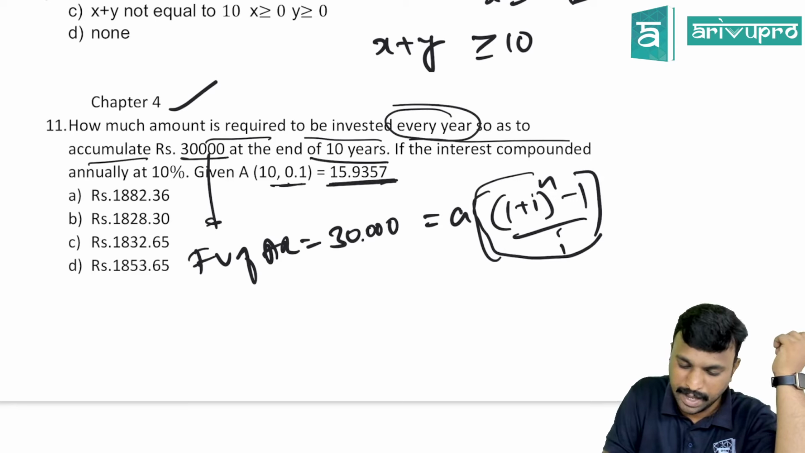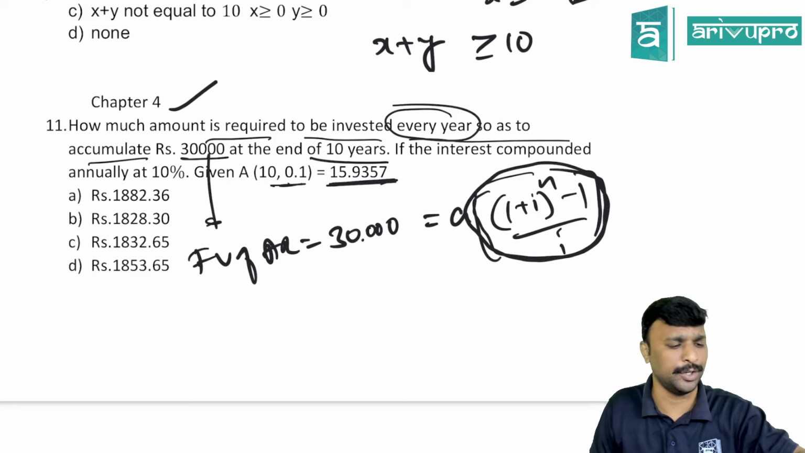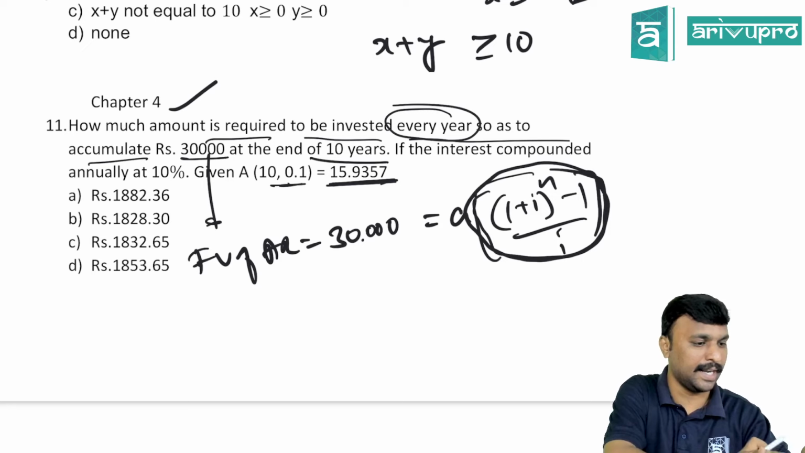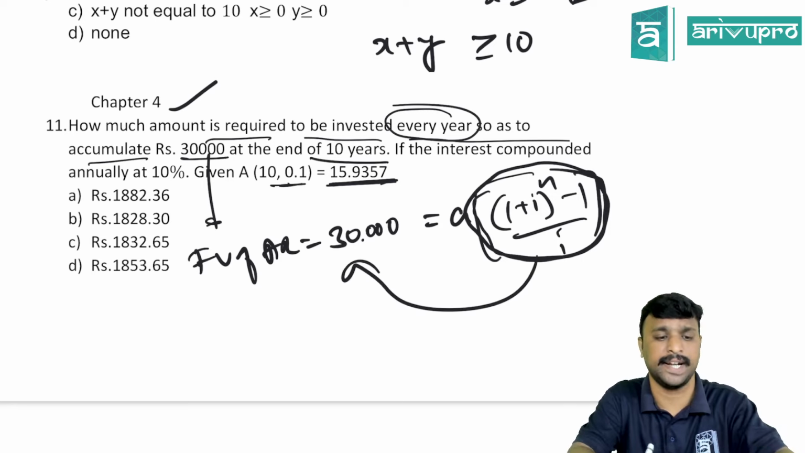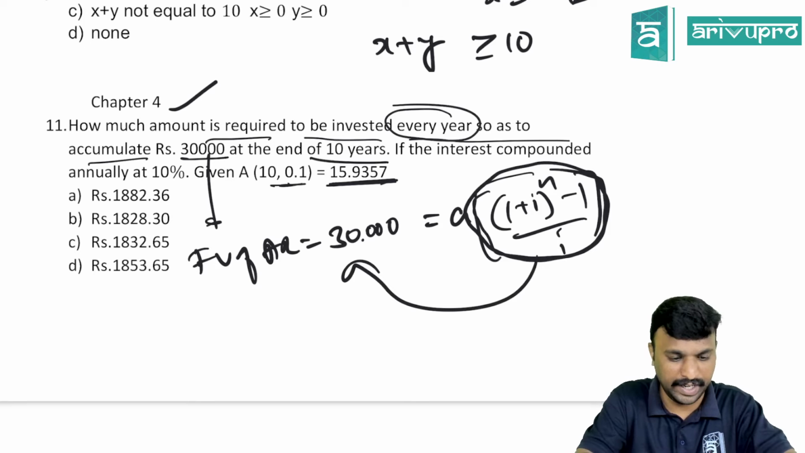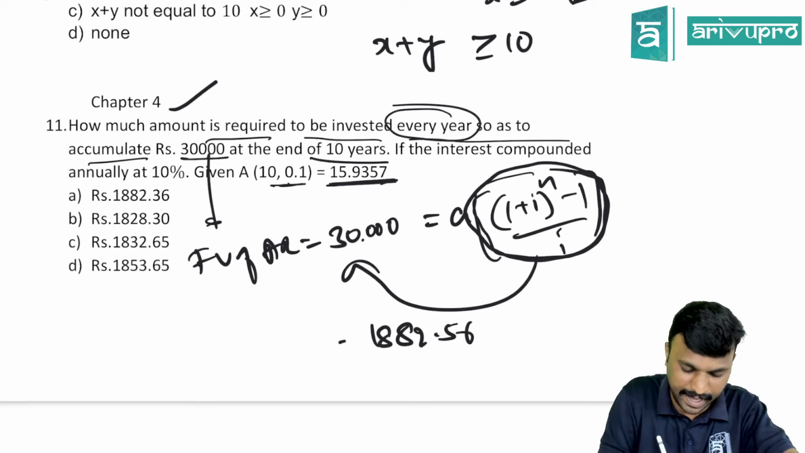So that means whatever is within the bracket I'm encircling here, that's the value 15.9357. So all that you need to do is type 30,000 in the calculator, divided by, obviously this goes to the left hand side and gets divided by what? 15.9357, and that gives you 1882.56. That is the A value.